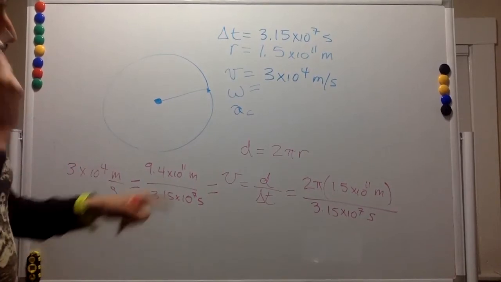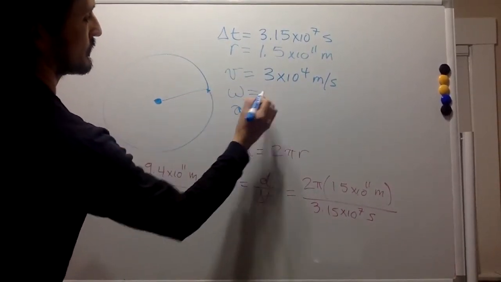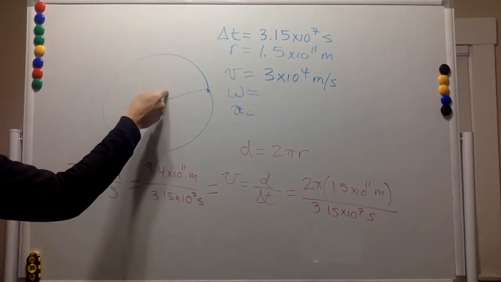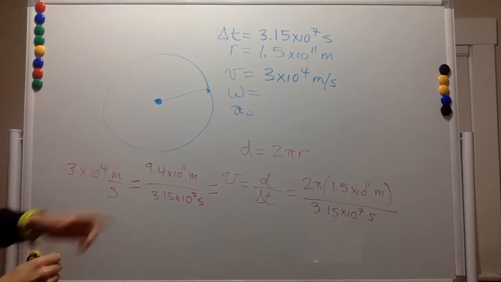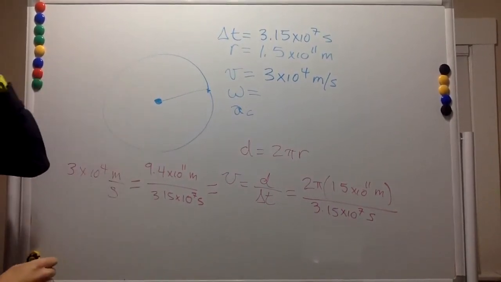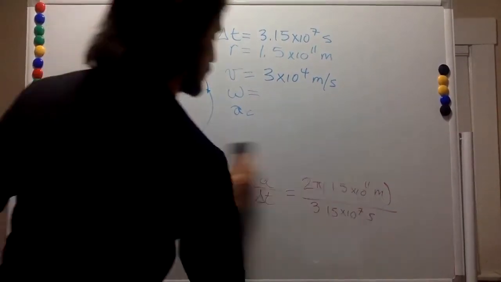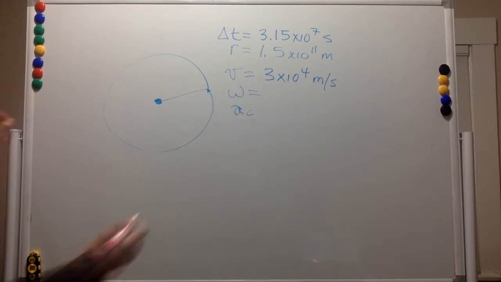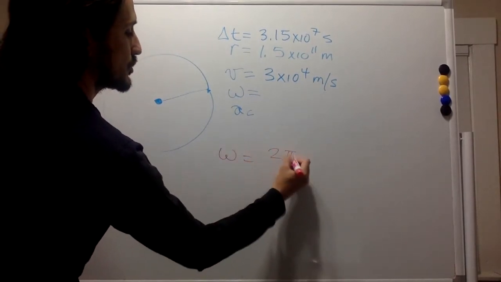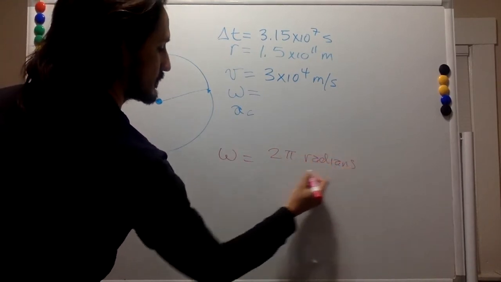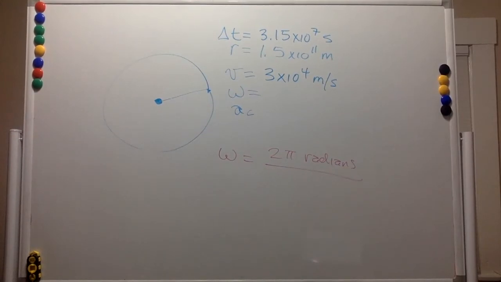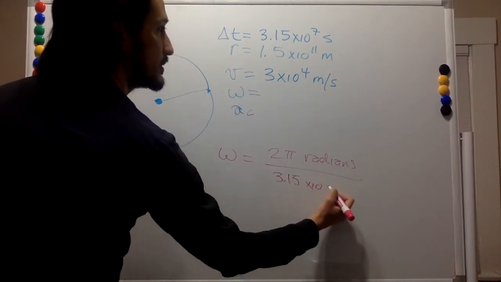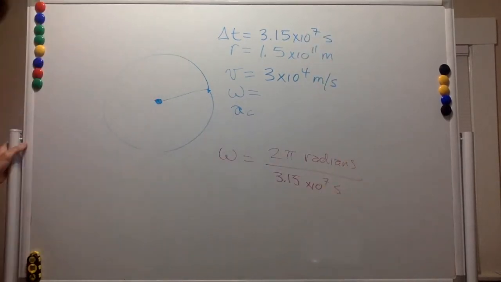Okay, and then we get the angular velocity. So for the angular velocity, it doesn't matter how big the radius is, the number of radians going around the circle is 2 pi always. So the angular velocity is going to be 2 pi radians divided by the time, 3.15 times 10 to the 7 seconds.